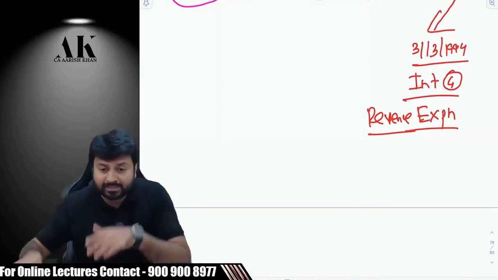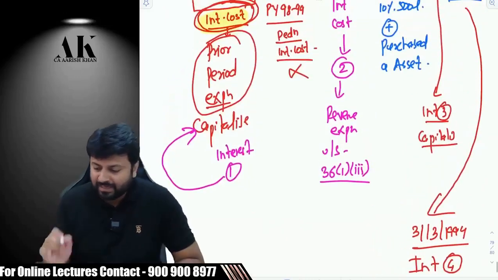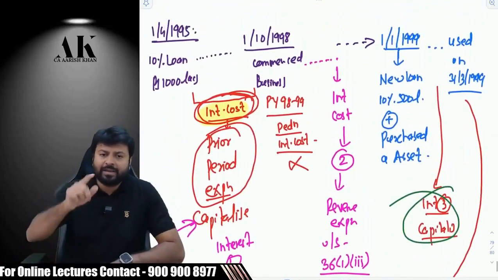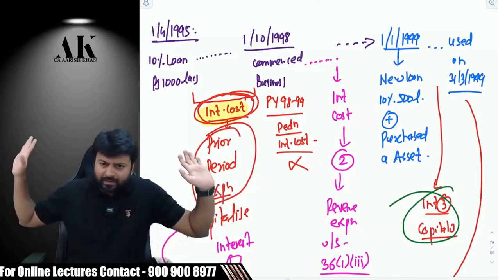Now here also, some assessees were doing something. What were they saying? Listen carefully. I am asking you one important question. Why are we capitalizing interest here? Because the asset is not put to use, so it has to be added to the asset. It cannot go to P&L, right?